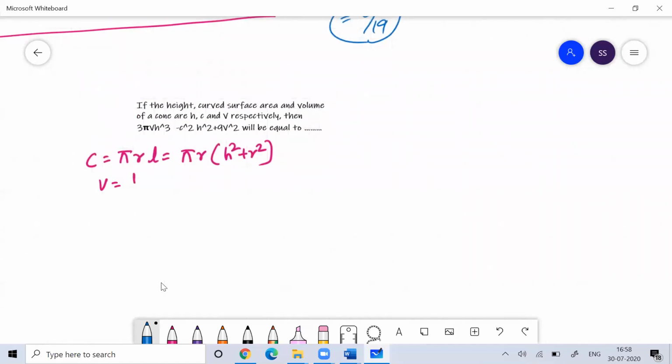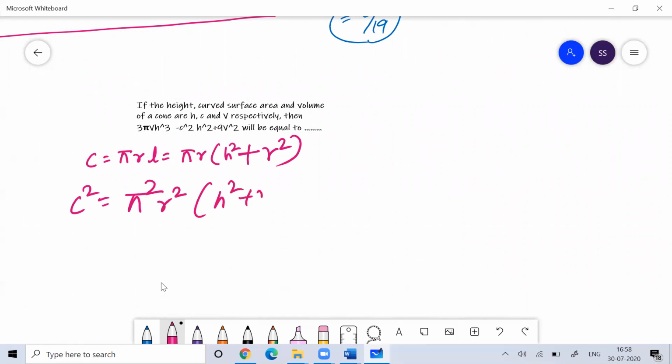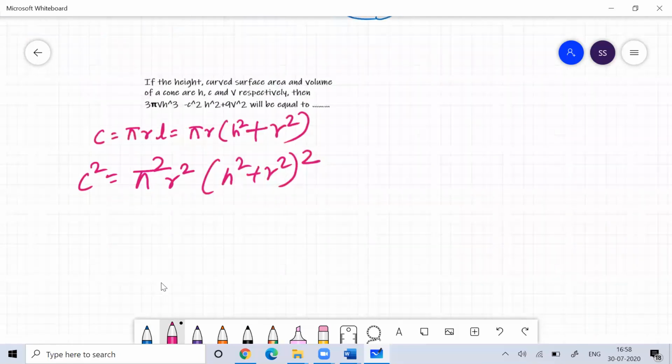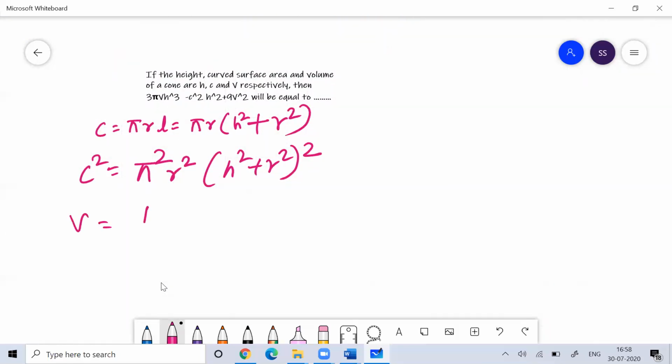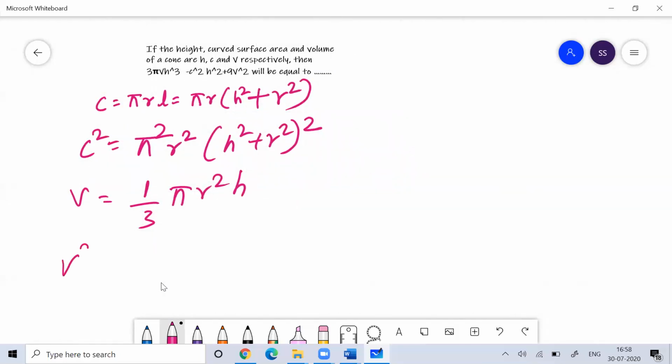See here. So V is 1 by 3. So you need C square. So this is h square plus r square. If I need C square, that would be pi square r square, h square plus r square whole square. Okay, so this is C square. Now this V is 1 by 3 pi r square h. So V square will be pi square r to the power 4 h square by 9.